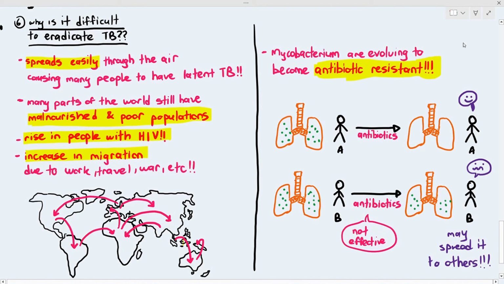That is why, if you remember, when we were talking about antibiotics, I did say that doctors will usually give at least a combination of 2 to 4 different types of antibiotics to increase the chances of killing the bacteria. But this list explains to us why TB is not an easy disease to eradicate. I hope you understand this.